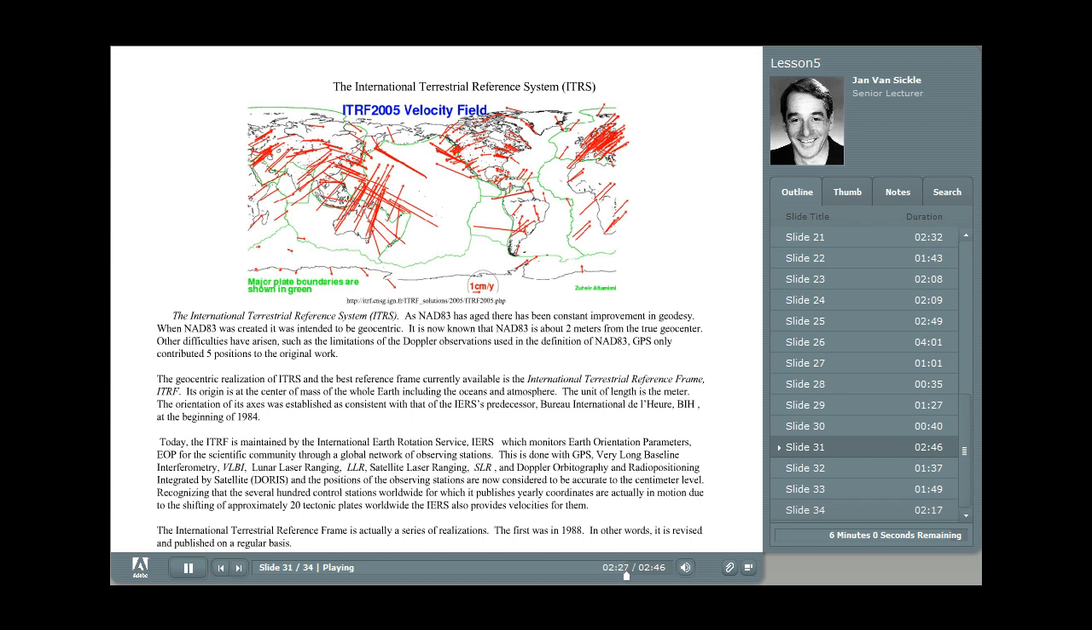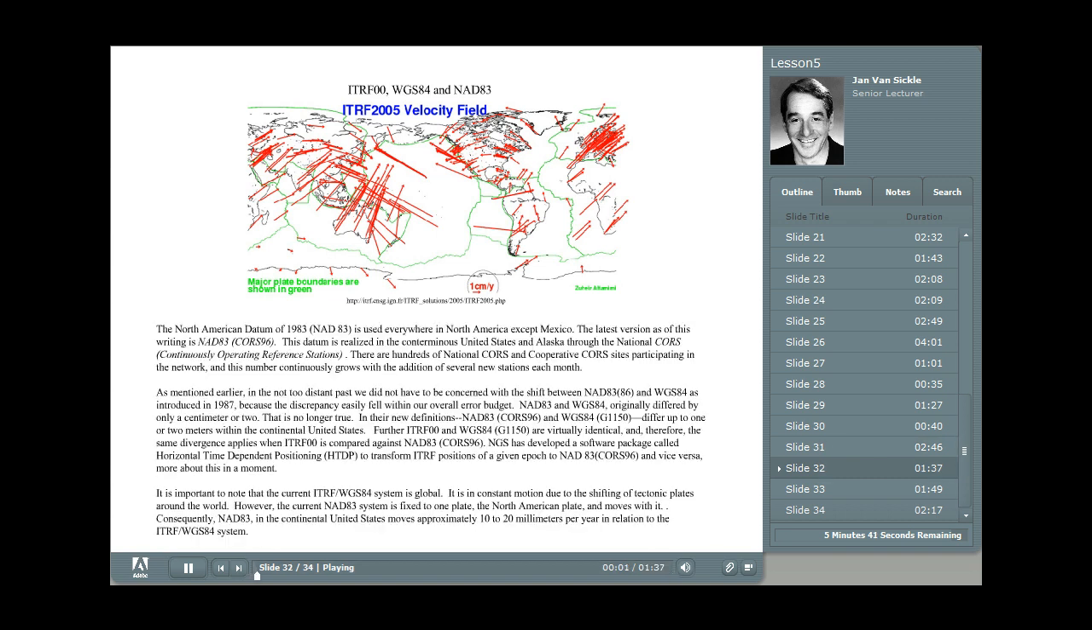The idea is that now we are actually looking at a worldwide scale with control positions that are in motion relative to one another on 20 or so tectonic plates. And the IERS periodically updates their realization of this International Terrestrial Reference Frame.